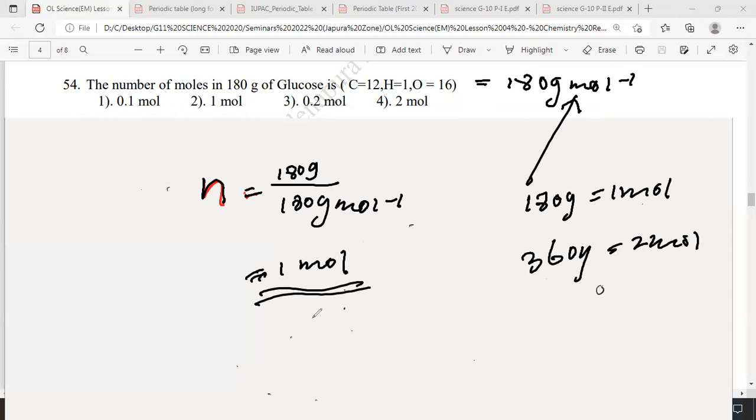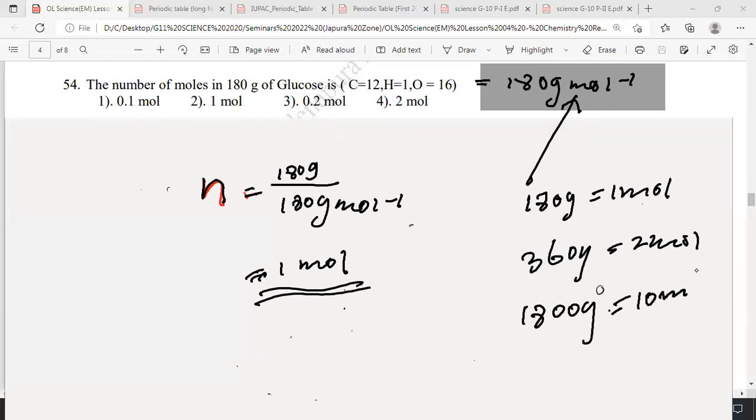That's what it means. Now, you can get the rounded values this way also. Molar mass 180 grams per mole means 180 grams equals 1 mole. If you get 1800 grams, then it will be 10 moles. Okay. So its answer is 1 mole. Answer is second.